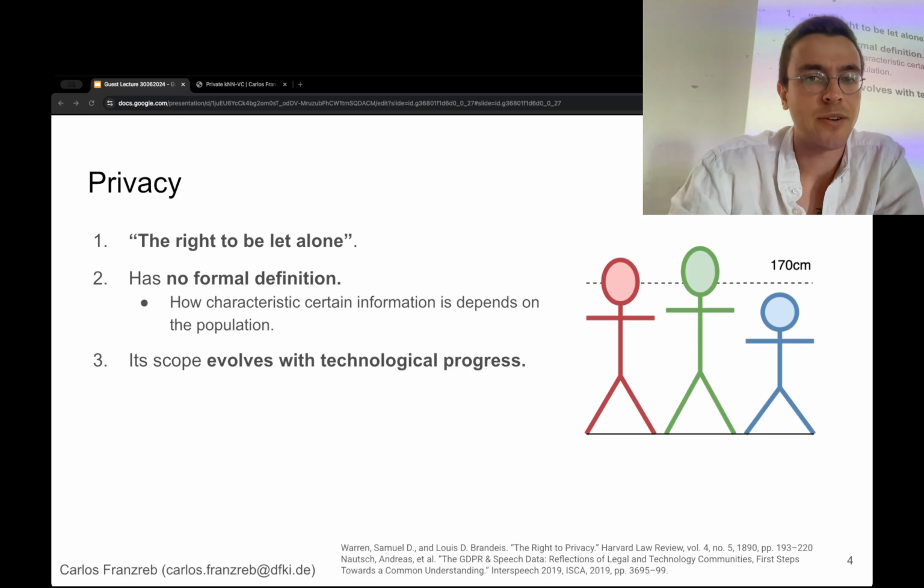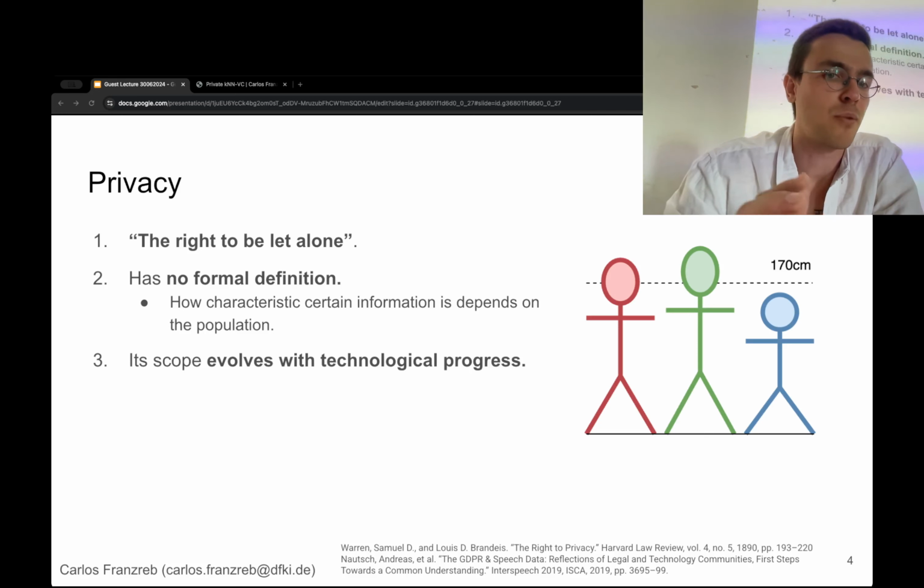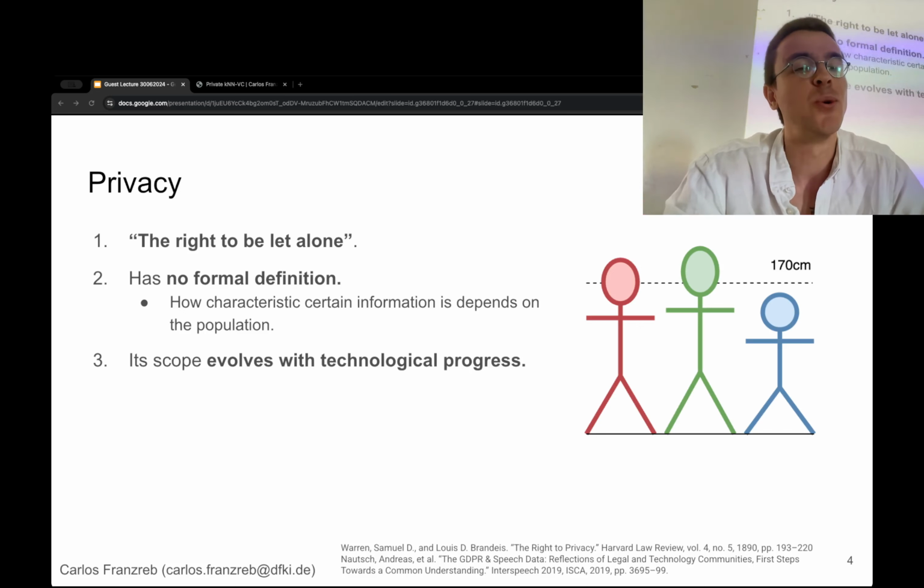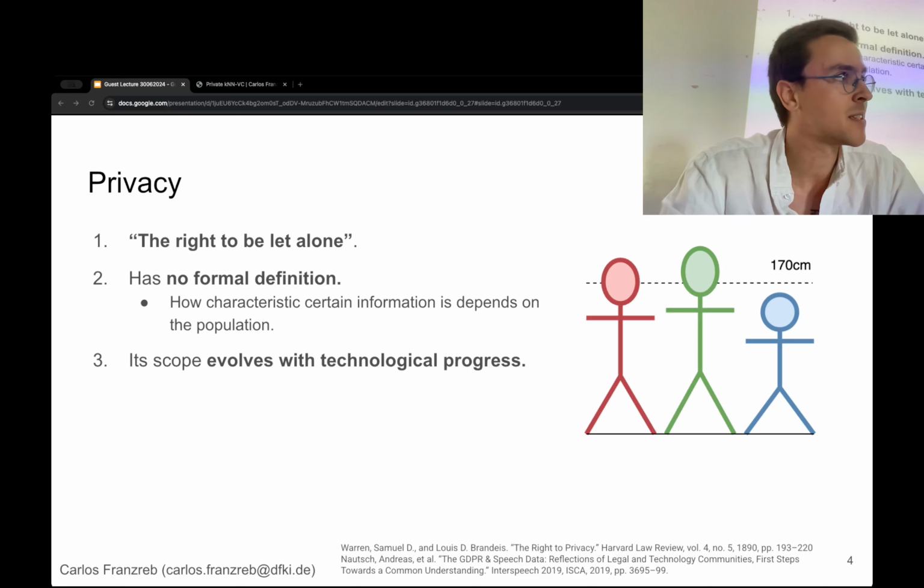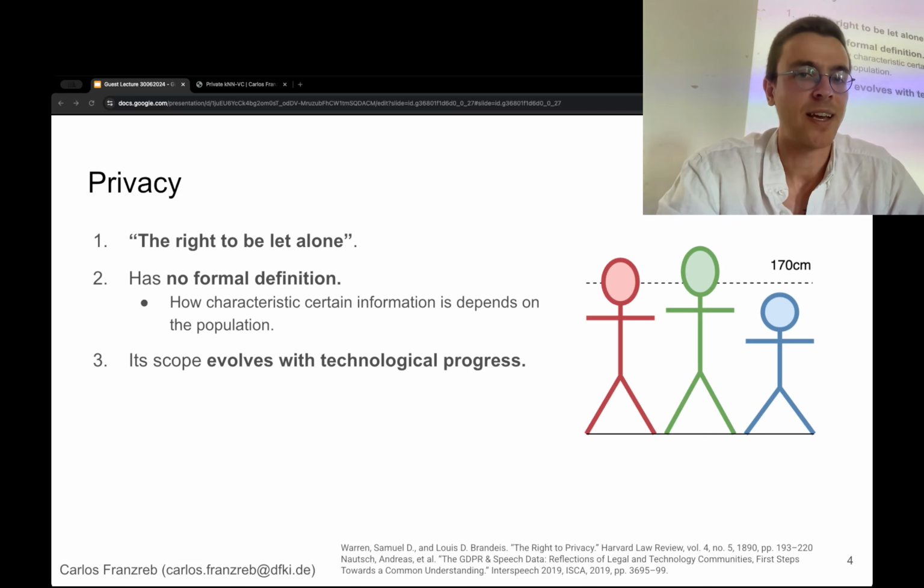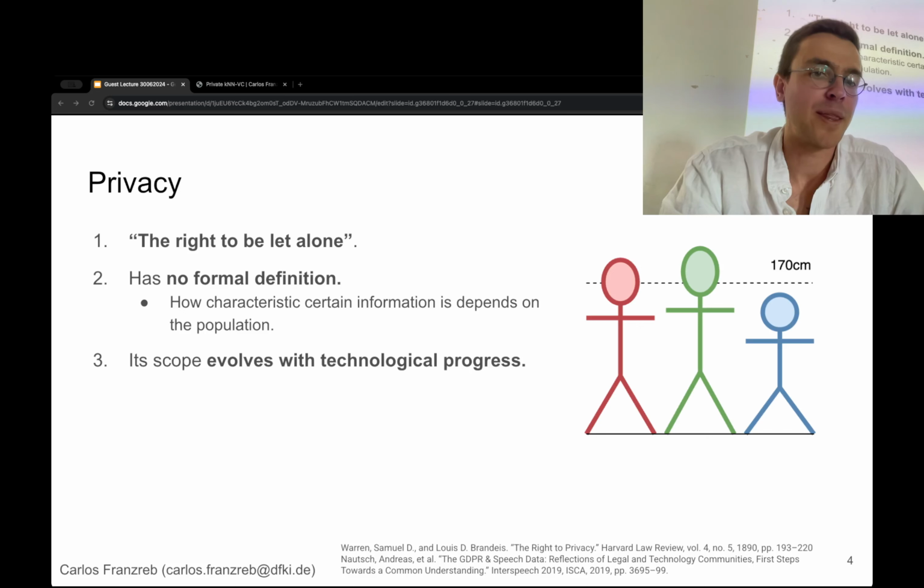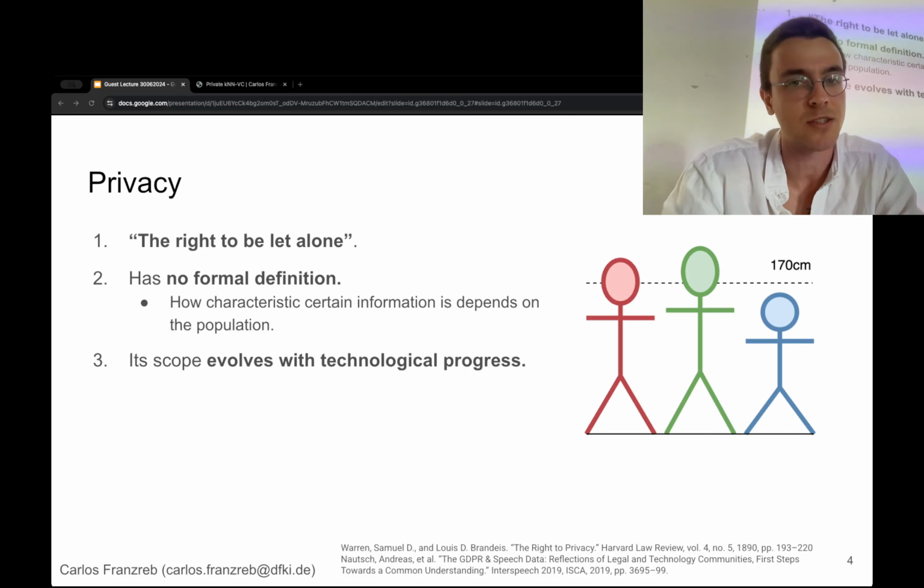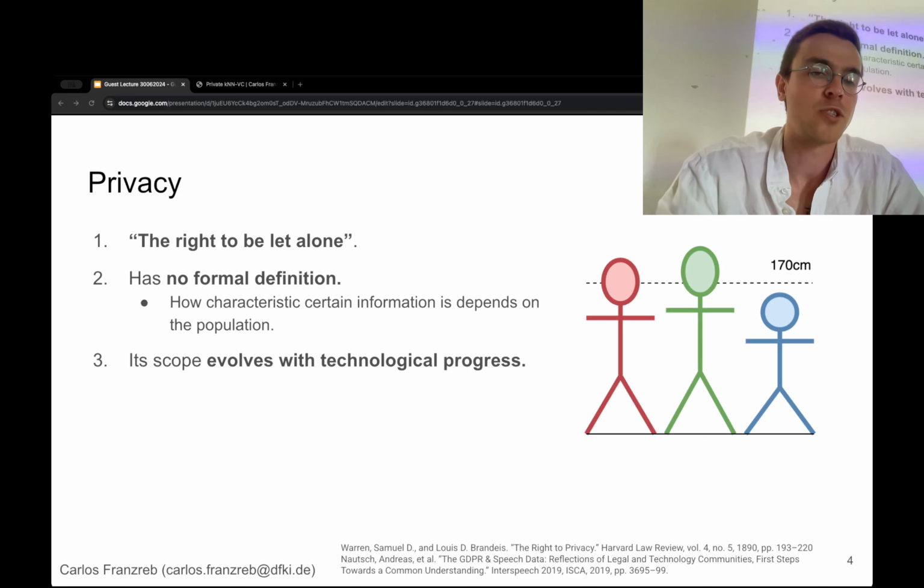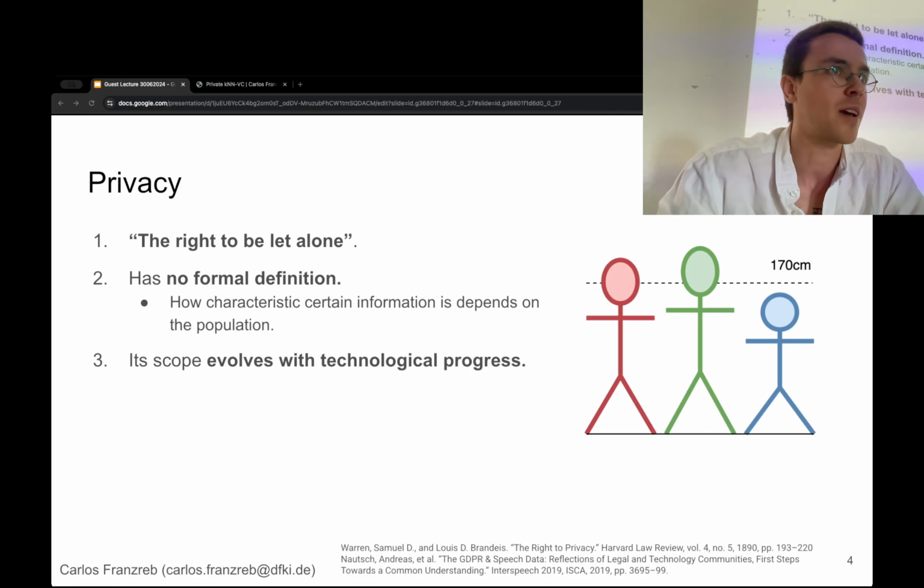Like, for example, here in this image, you see the height of 3 different persons. And imagine a database where the only thing you know is whether they are taller than 170 centimeters or not. In this case, this information is sensitive and it breaches the privacy of the blue person, because if you know this information about these 3 persons, you can already infer which data relates to the blue person. So you could say that this data is not anonymized correctly.